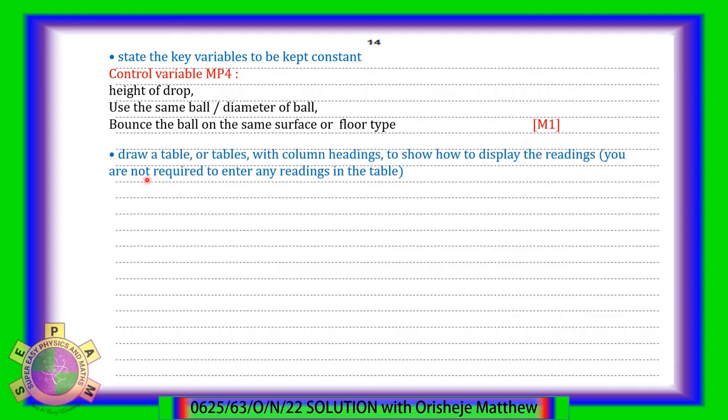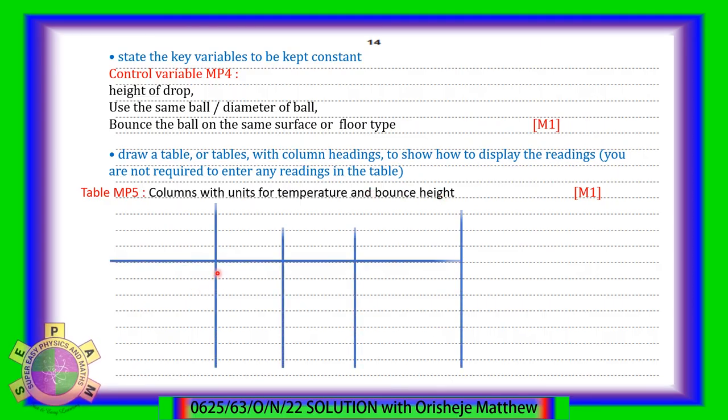Then let's go to the next. Draw a table of values and make sure you put the headings. So what are the columns? The columns and the unit of each column. For example, what are the major columns? We have the temperature of the squash ball, like ours now: we did 40, 55, 70, and so on, but you don't necessarily need to write it all. Then the next one is the bounce height. We did it 2 times, so the first bounce, then the second bounce, then the average. So these are the values. With this, you have your 1 mark for drawing this table.